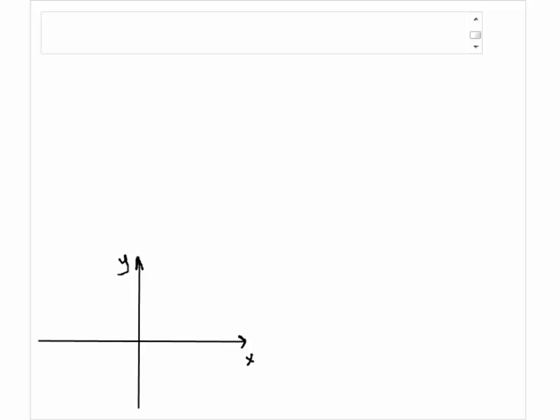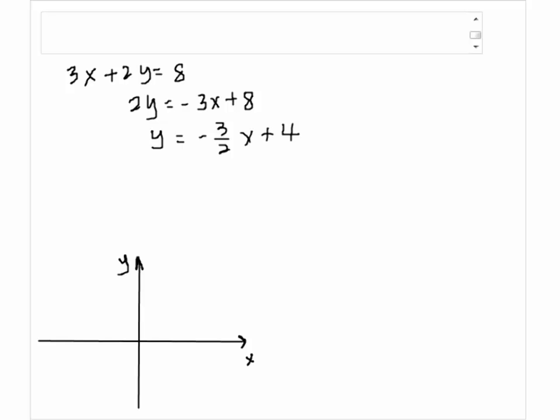Find the slope of the line and graph it. 3x plus 2y equals 8. To find the slope of the line, first we solve the equation for y. So 2y equals negative 3x plus 8. So y equals negative 3/2 x plus 4.